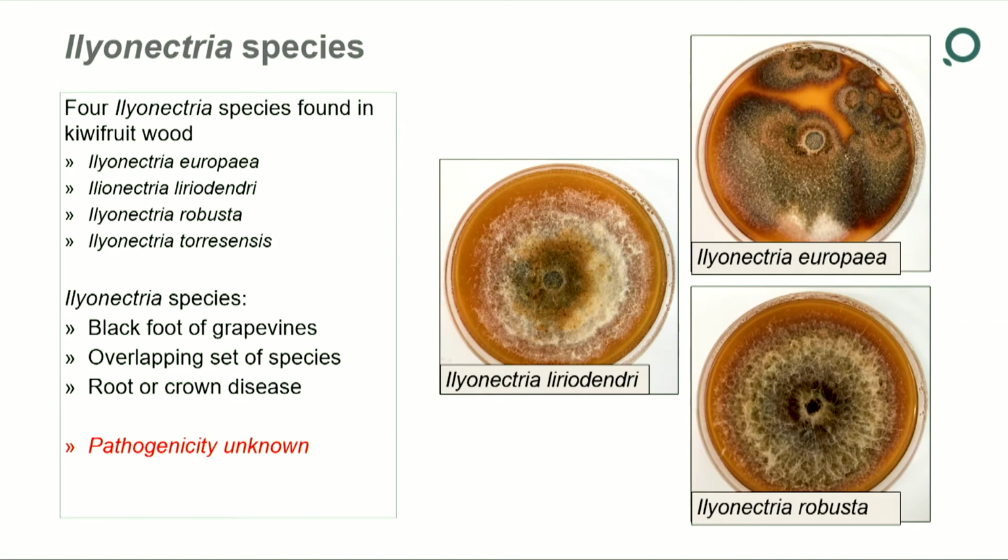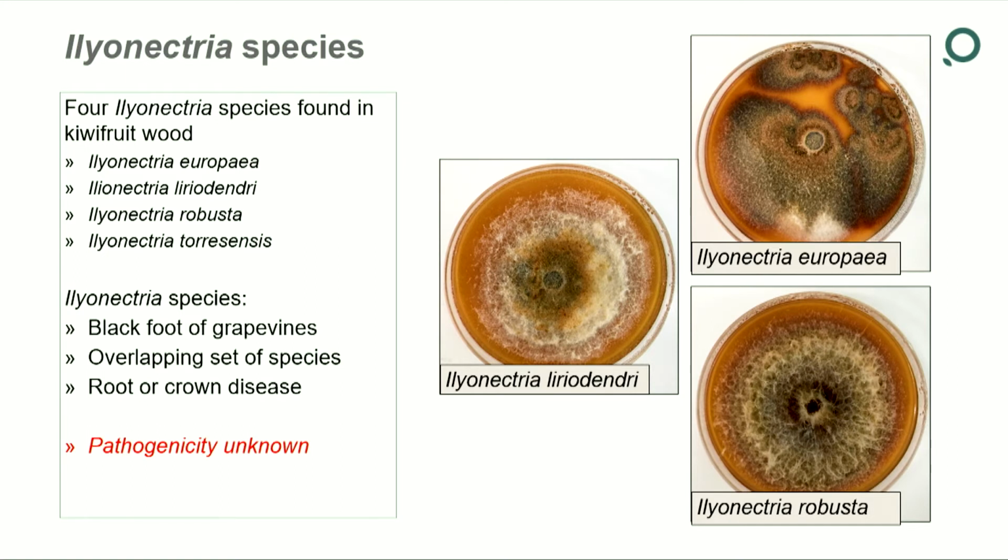Ilyonectria species, not quite as pretty. We found 4 Ilyonectria species within the 3 orchards, and they were Ilyonectria europea, liriodendri, robusta, and torosensis. Torosensis we only found in 1 vine in 1 orchard. Liriodendri we only found down in Motueka. Europea and robusta we found in fairly large numbers in all 3 orchards.